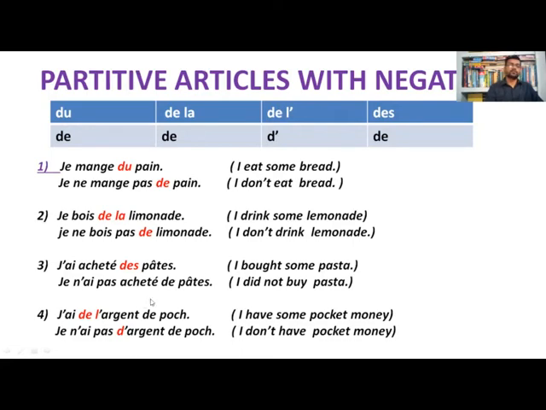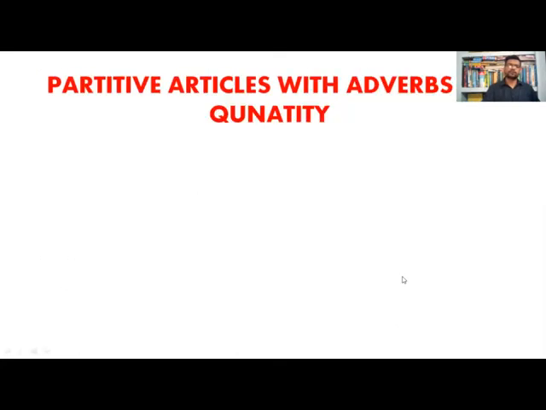Okay, so this one you are using here. J'ai de l'argent de poche. I have some pocket money. Here you also use the partitive article in the replacement of the some. मेरे पास कुछ जेब खर्ची है, pocket money. So je n'ai pas d'argent de poche. I don't have pocket money. So these are very beautiful examples of this pocket money.